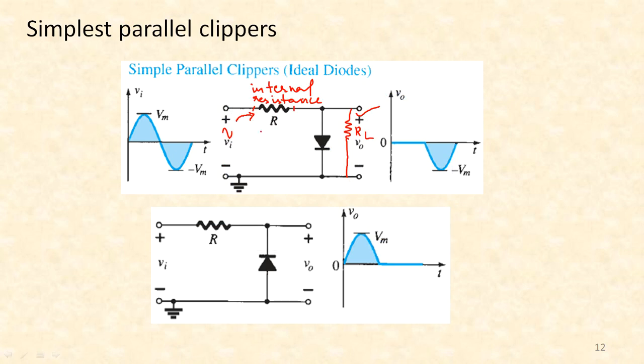See, there will always be some drop across this resistance, but while analyzing the parallel clipper, you are not supposed to consider this drop. So just ignore the drop whenever you are analyzing a parallel clipper. Fine. So when the input signal is a perfect sinusoidal one, the output signal is like this.